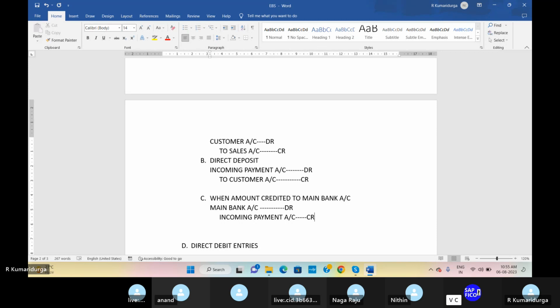So on that particular thing, banks will receive the money from you, in their accounts from your bank account. Then they will transfer that amount from the incoming payment clearing account or outgoing payment clearing account to the vendors or customers. So that is the main scenario here. When amount credited to main bank account, data to the incoming payment clearing account creditor. These things are mandatory, all of you. Entries will be very, very important. Try to understand the point.